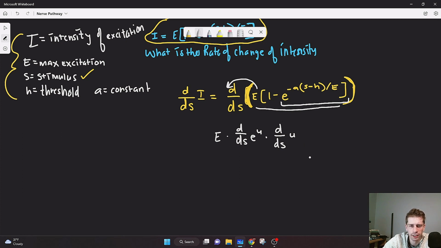And so what do we get? Well, this is going to be equal to e times the derivative of e^u, which is just e^u, and the derivative of u, which is the derivative of negative a times (s minus h) divided by E. And so that's confusing, but we can make it easier on ourselves. Let's rewrite this over here.